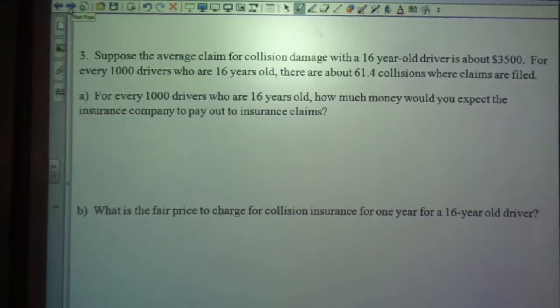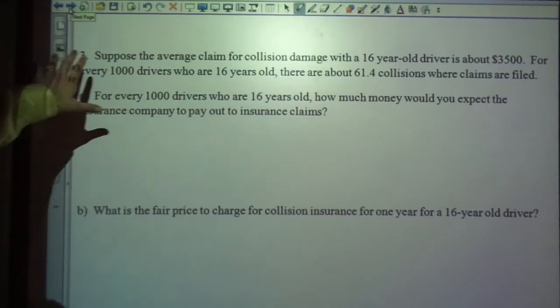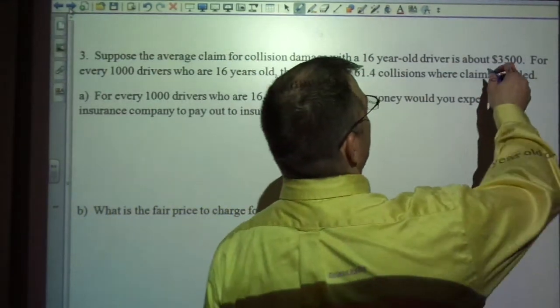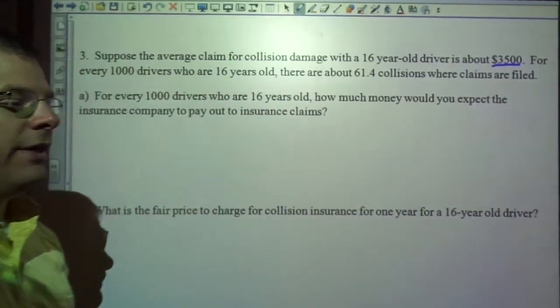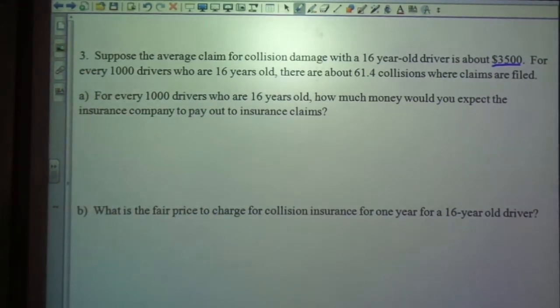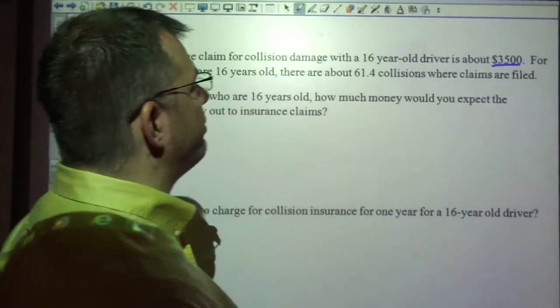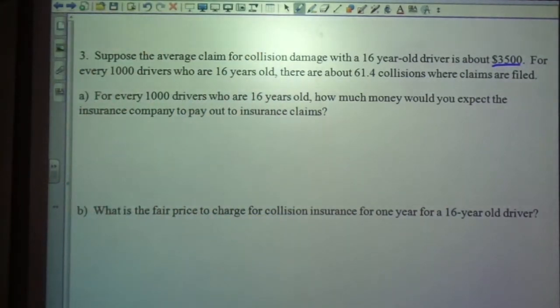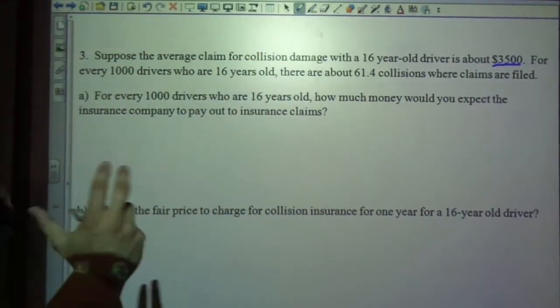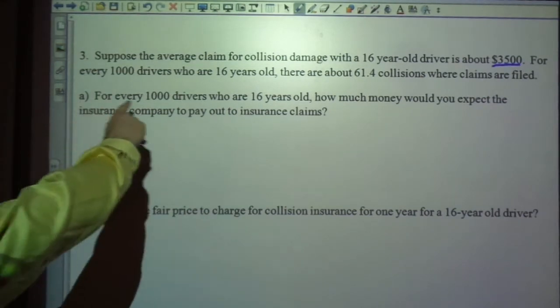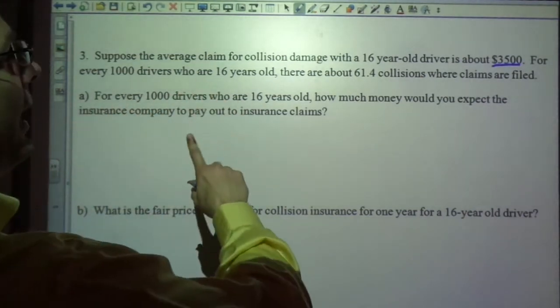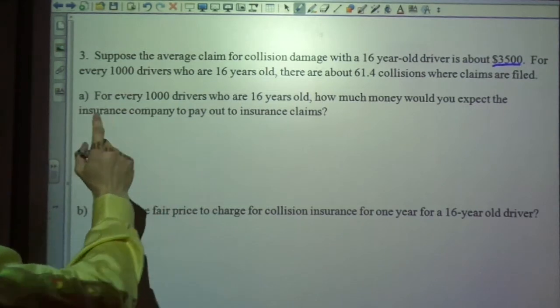Next, insurance problem. We've got an average claim of about $3,500. So every time there's a crash, they have to pay $3,500. For every 1,000 drivers who are 16 years old, there are 61.4 collisions or claims filed. So in this group of 1,000 drivers, how much money would you expect them to have to pay?